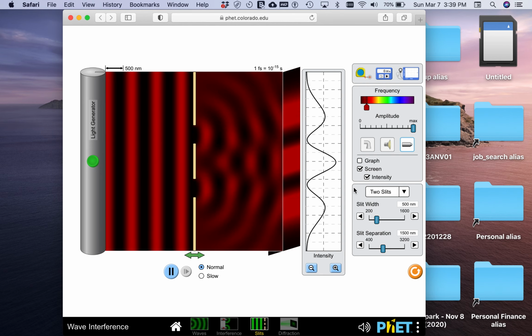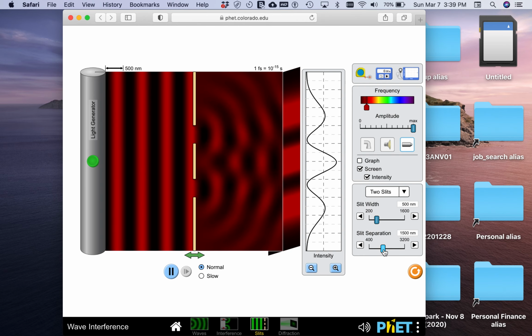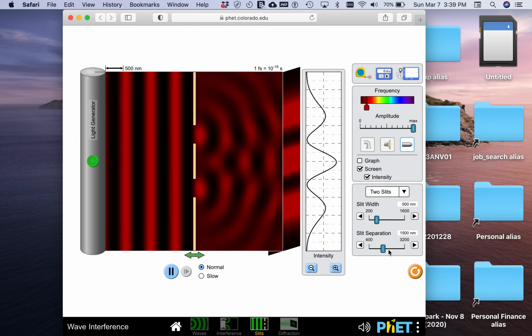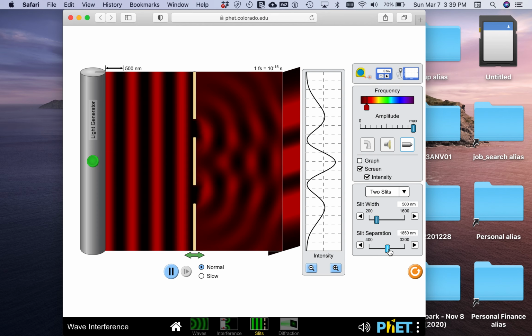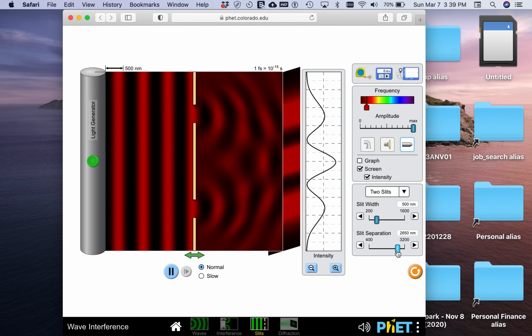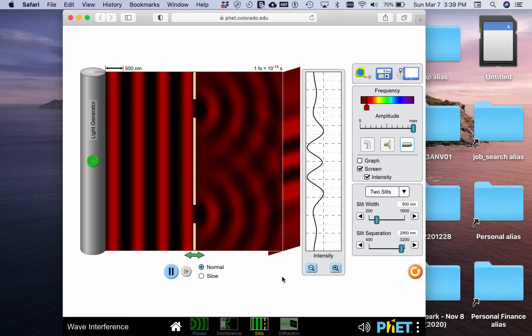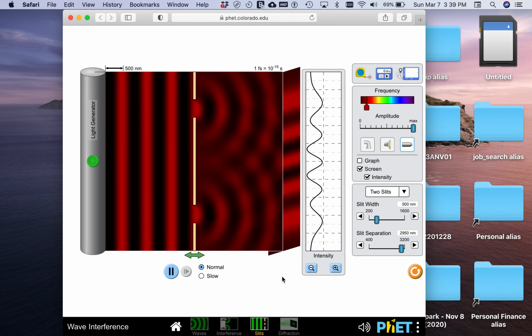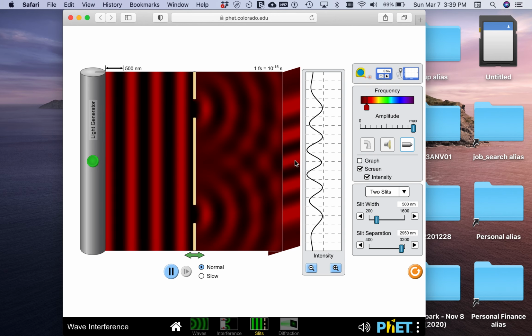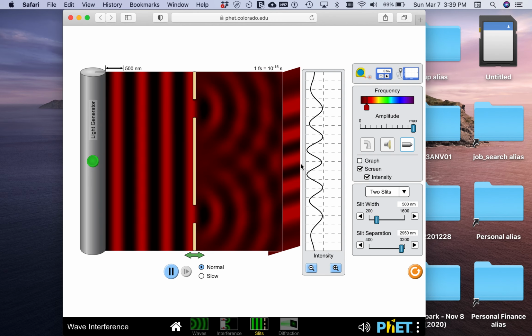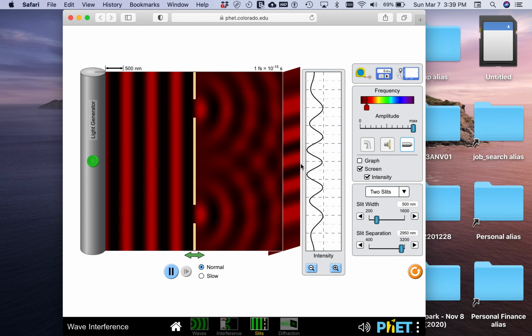Oh, one more thing. If they put this slit separation far away, then we'll see the multiple values of m, or multiple fringes. Okay, so let's see. Do you see now it has increased, right? So the student would need to measure, right?